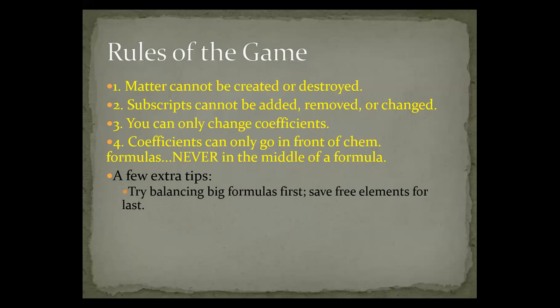Number 1, try balancing the biggest formulas first and save any free elements, as those are elements by themselves, for the end. Because if you get the big things balanced and there's just one thing left over at the end that's not balanced, we can change that one that's by itself without changing the whole rest of the equation. If I try and balance the small stuff first and I leave the biggest one for the end, when I change to accommodate the bigger molecule, I'm going to end up having to change all the smaller ones again anyway. So start with the biggest ones first.